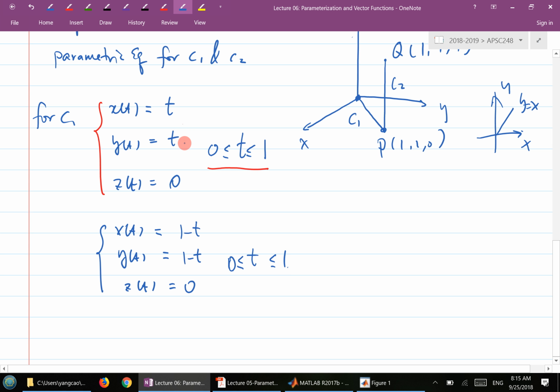For the first one, the direction goes from where to where? Here, right? And the second one goes from this direction here. Okay? Yeah, that's good. Both are correct.